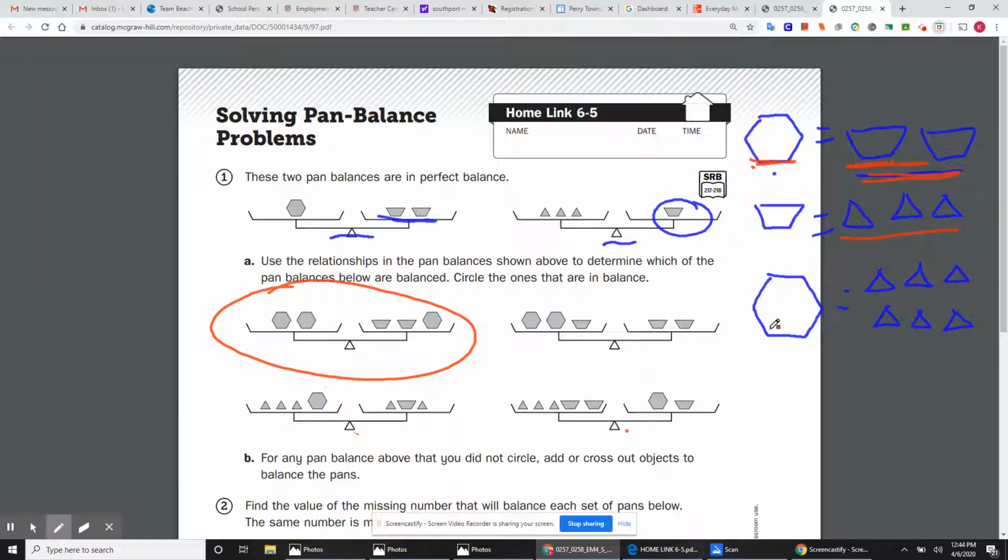Now looking at our last one. All right, so we know that 1 hexagon equals 2 halves or 2 trapezoids, which is correct. And 1 half equals 3 triangles. So this would be balanced or equal. So we are going to circle this one.